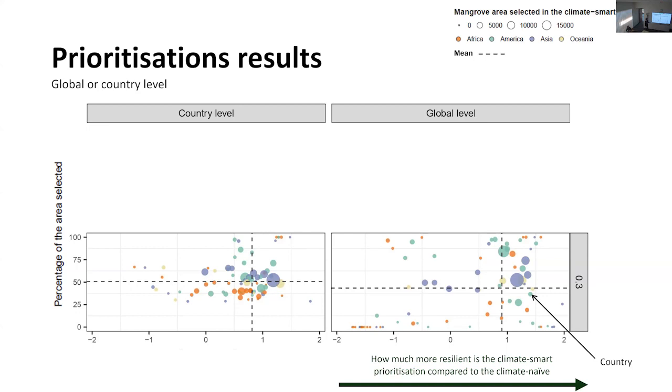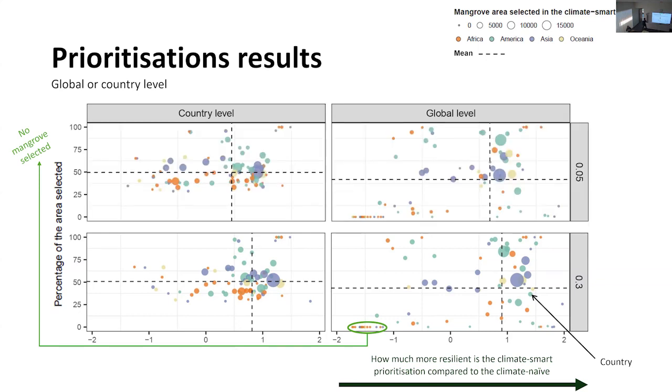And what we can see is that when we run a global prioritization, we have, as we said, a lower cost. However, there's a lot of difference between the different countries. There are some countries where we have a lot of mangroves selected, and some others where the selection is much smaller. And actually, there are some where no mangrove is selected. While if we include the country level, we have a higher cost, we need a larger area, but the distribution of the protection is more equal between different countries. And the other thing is the country level solution is a bit less climate smart.